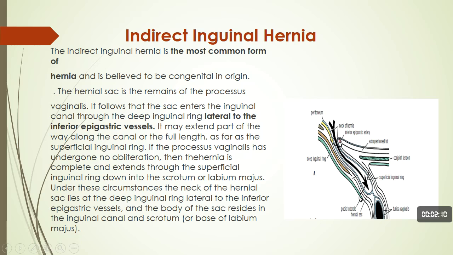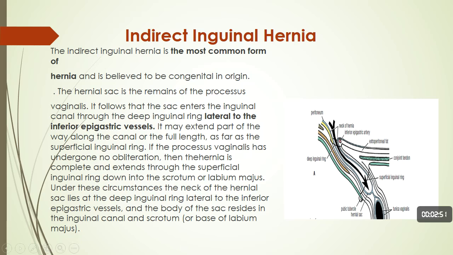But if in a fetus this process is not disappeared, maybe the coils of the small intestine from the deep inguinal ring come by this process to the inguinal canal. This is named indirect inguinal herniation. Here we don't have any weakness in the muscles. Here we have a defect. What is the defect? The defect is that the processus vaginalis has not disappeared.